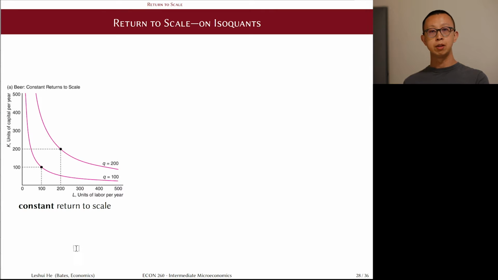In this graph, the firm in the model produces 100 units of output when they use 100 units of input for each labor and capital. When they double the inputs, the output reaches the isoquant that's exactly twice the amount of output, which is 200 units. So we have a case of constant return to scale.